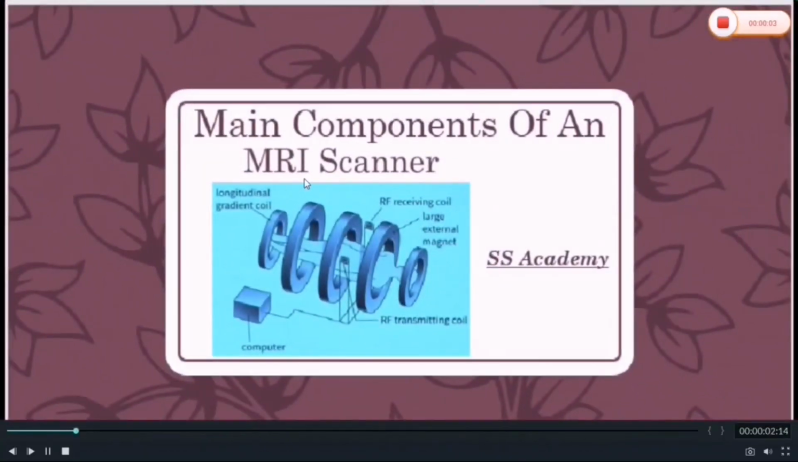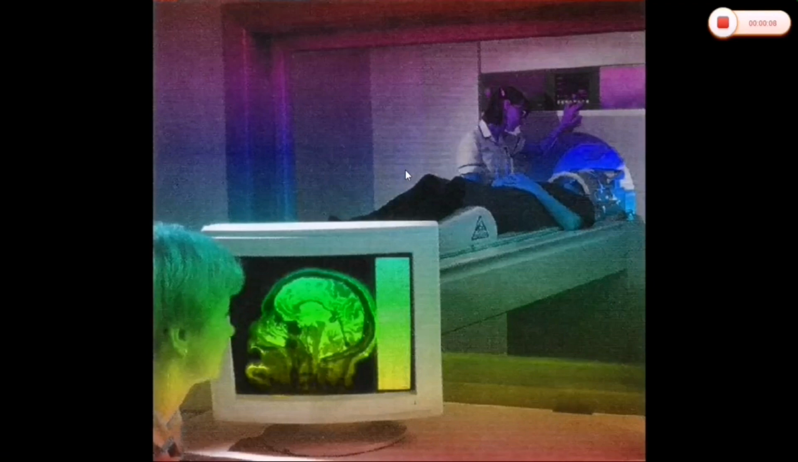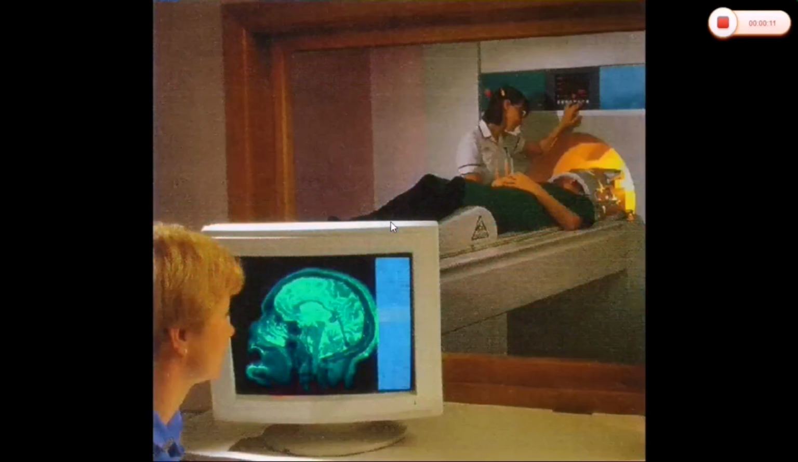Main components of an MRI scanner. This lecture is third in this series. Earlier you have studied nuclear magnetic resonance imaging. I have also discussed about Larmor frequency.